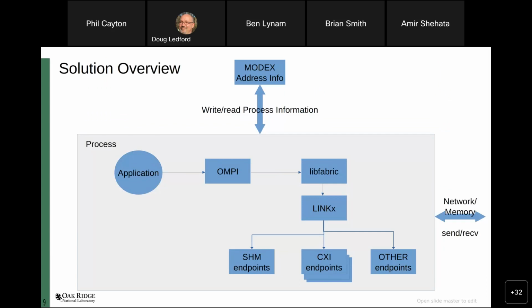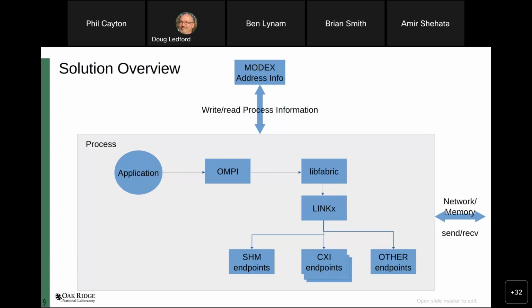So what does the solution look like? For the rest of the talk, I'll focus on the MTL path. I'll not talk about the BTL path in a lot of detail. Supporting Libfabric is already in Open MPI, so using the CXI provider was fairly trivial. It was just a matter of building Open MPI with a version of Libfabric that has the CXI provider.